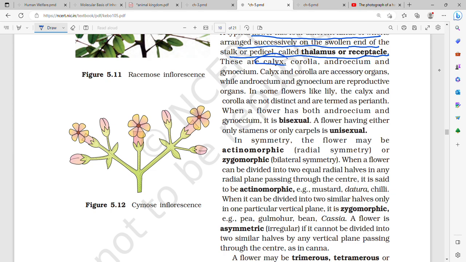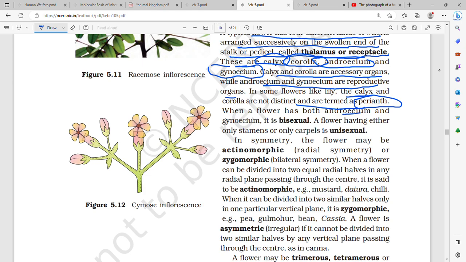They are calyx, corolla, that is sepals, petals, androecium, that is male reproductive system, and gynoecium, female. Calyx and corolla are accessory organs, whereas androecium and gynoecium are reproductive organs. In flowers like lily, the calyx and corolla are not distinct and they are joined. This is called perianth.